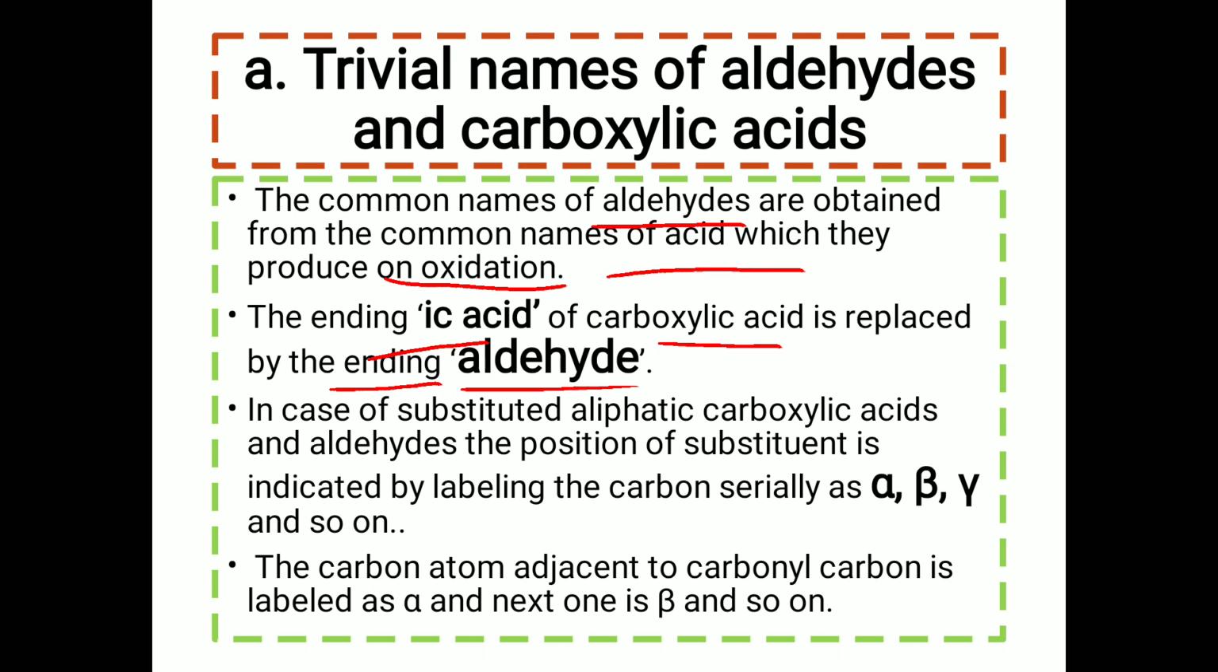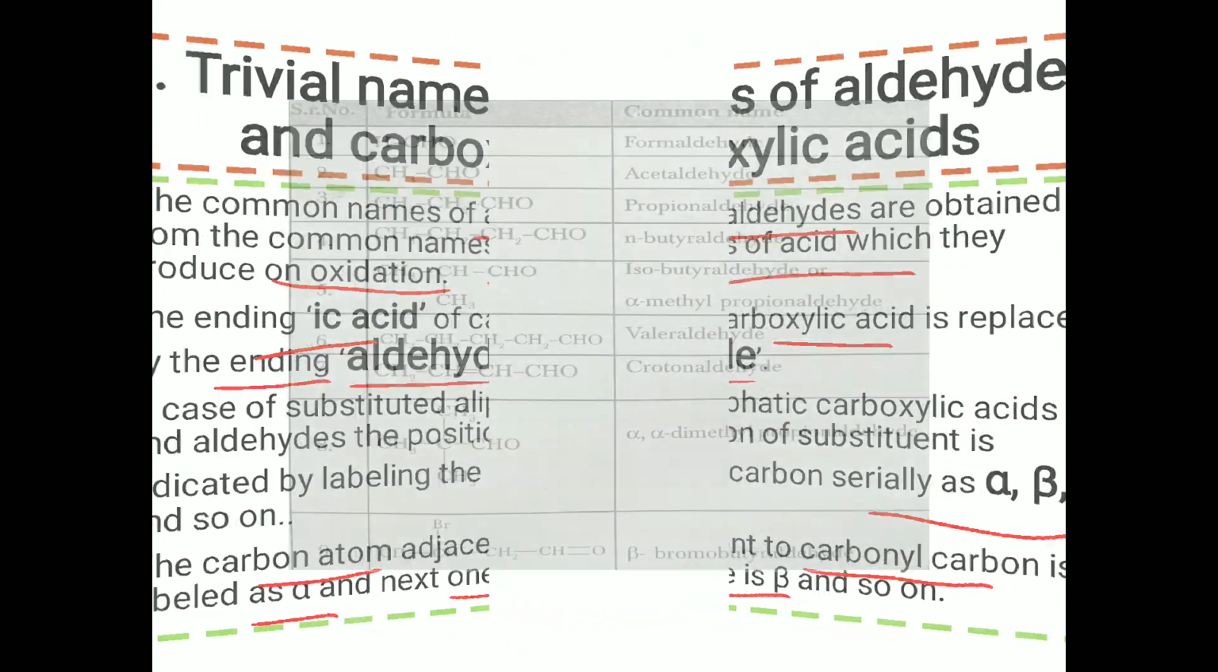But in the case of substituted aliphatic carboxylic acids and aldehydes, the position of the substituent is indicated by labeling the carbons serially as alpha, beta, gamma and so on. That means the carbon atom adjacent to the carbonyl carbon is labeled alpha, the next one is beta and so on. In short, when the carbonyl carbon is attached to another carbon atom, the first adjacent carbon atom is the alpha carbon, after that it is beta, then gamma and so on.